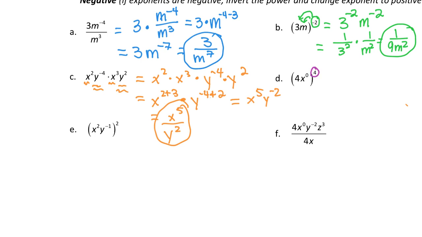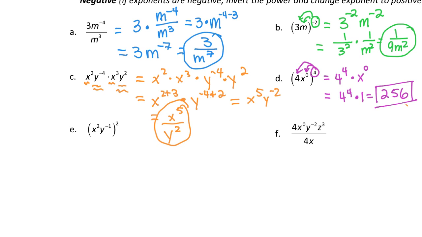This one has parentheses, so I'm going to take that 4 and multiply it to the inside. 4 to the 4th power, excuse me. And then I've got x, and we're going to do 0 times 4, so that's still going to be 0. Remember that anything to the 0 power is going to be 1. I get 4 to the 4th times 1, and 4 to the 4th power is 256.